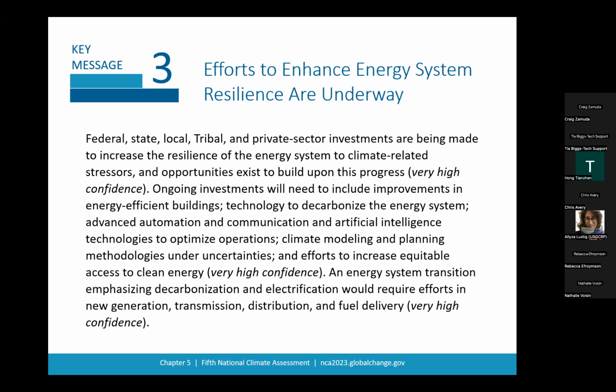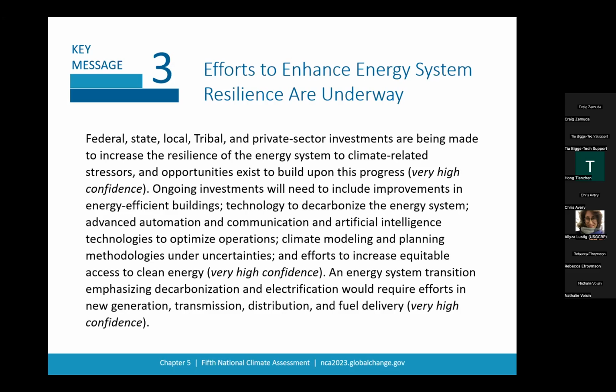Some of these identified opportunities in the chapter for investments include improvements in energy efficient buildings, including grid interactive efficient buildings. It talks about technology to decarbonize the energy system, advances in automation and communication and artificial intelligence technologies to optimize operations, opportunities to improve climate modeling and planning methodologies, to identify not only projected climate impacts, but cost-effective resilience investments to really help us make the case for the return on investment associated with taking these preventative actions. And it talks to efforts and opportunities to increase equitable access to clean energy for all of society, including overburdened and low-income communities.